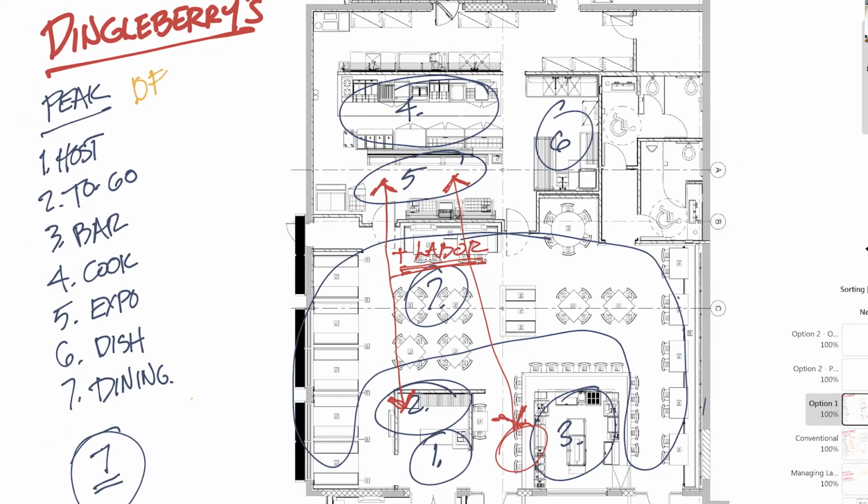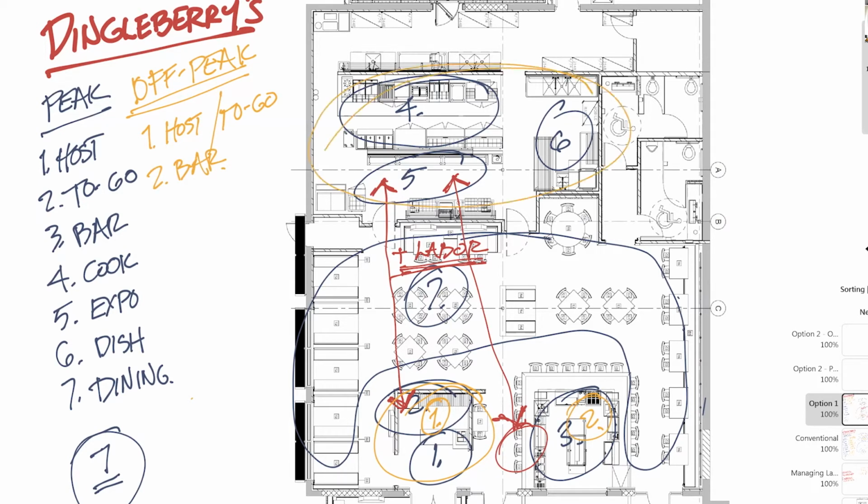And this gets even worse when we look at this during off-peak. Now, why is this worse? Well, now what we can do here is combine our host and our to-go station. We still have to have someone else at the bar. We do our very best to combine these stations. And then we've got our dining area. So 3 is our combined cook, dish, expo.